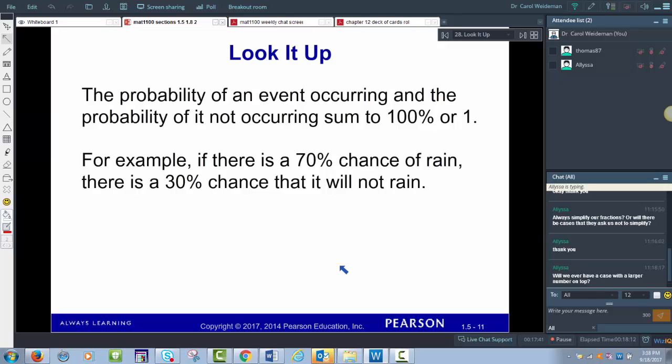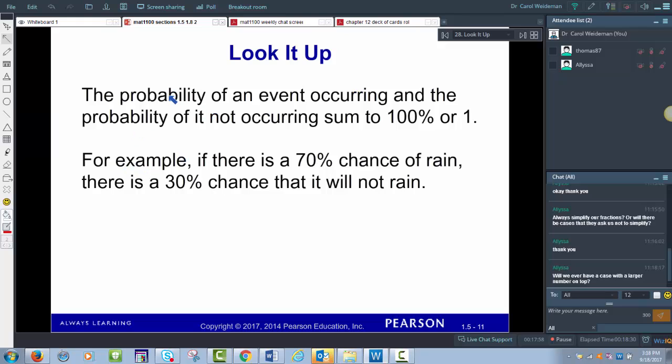No, because remember, probabilities have to go between 0 and 1. So the numerator is always going to be equal to or less than the denominator, because your probability can't be more than 1 or 100%. Good question, though. All right, so let's look at this one.